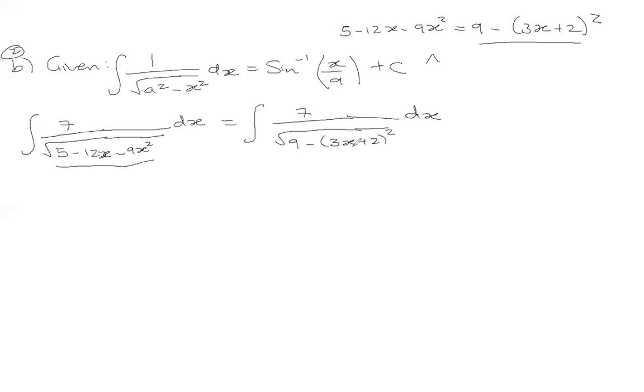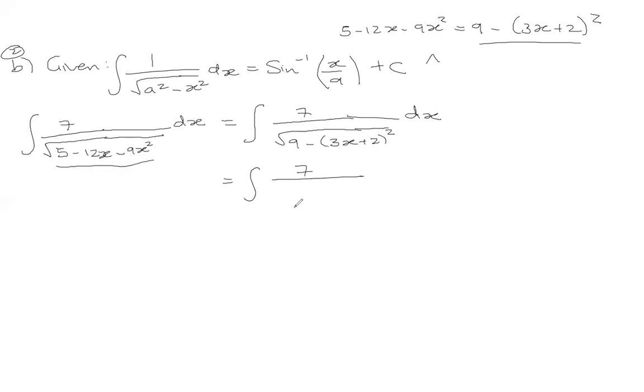So again, we're trying to do the same sort of thing that we did for part A. We're trying to manipulate this so that it looks similar to what we've been given in the question, so that we can go from the integral to our answer, right? So what we need to do is work out what our A value is. That's the first step.